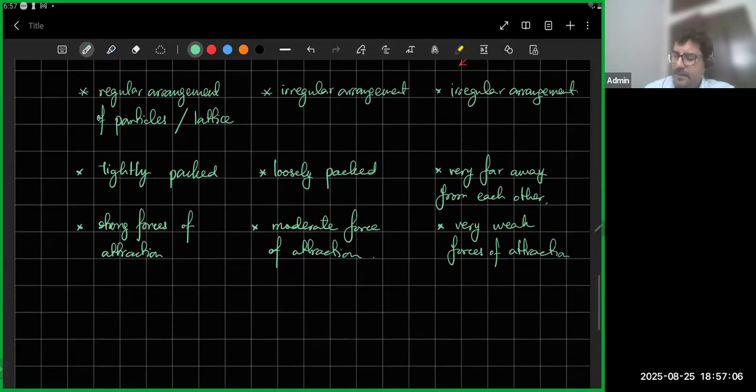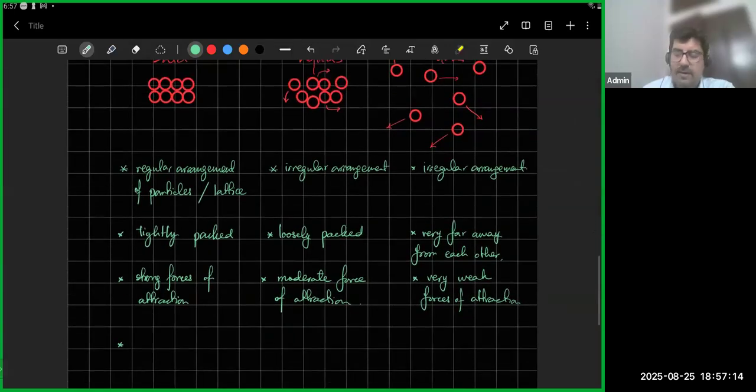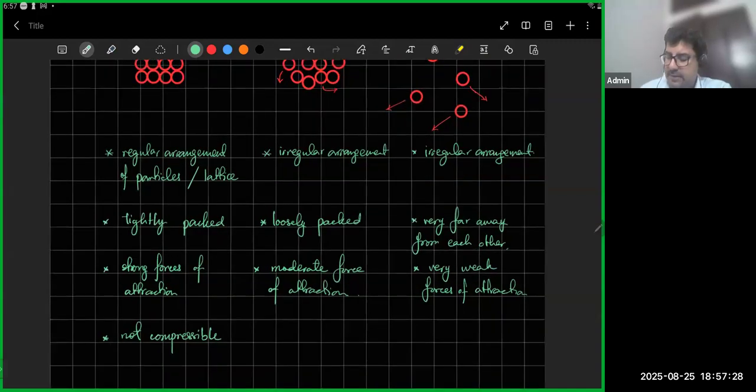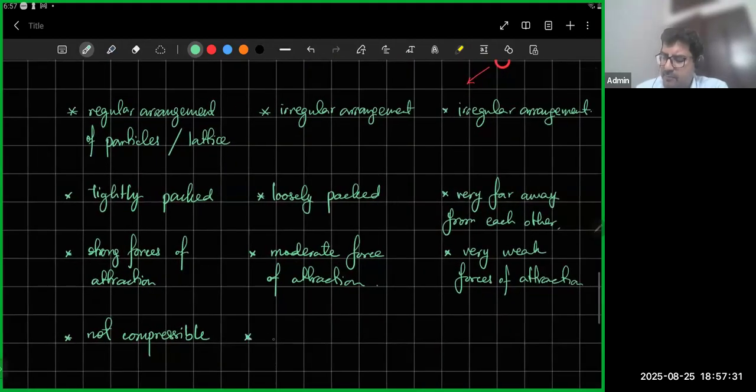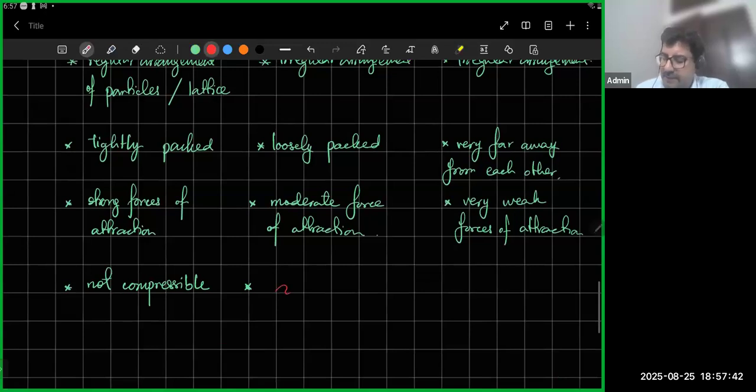What else is there? The other thing is about compressibility. Solids are not compressible. You can't apply a force because there are no gaps. You can't push the particles closer to each other, so they're not compressible. Even liquids are mostly not compressible. Or you can say, because they do have slight gaps between them, but they're not that many, you can say very, very slightly compressible.